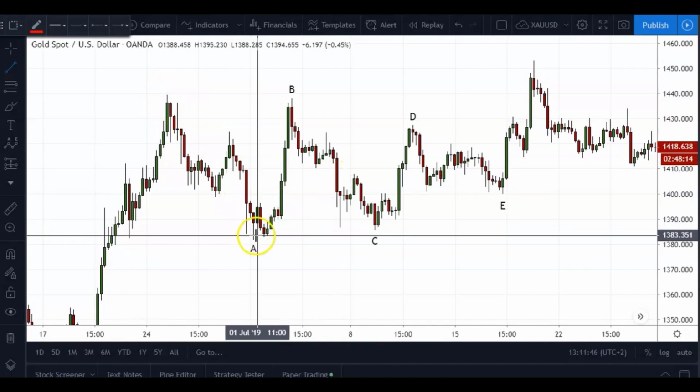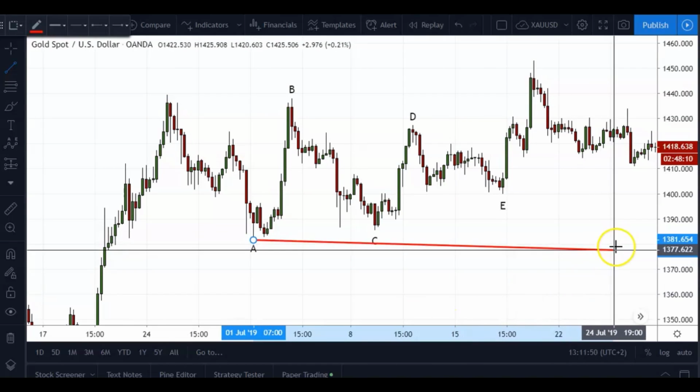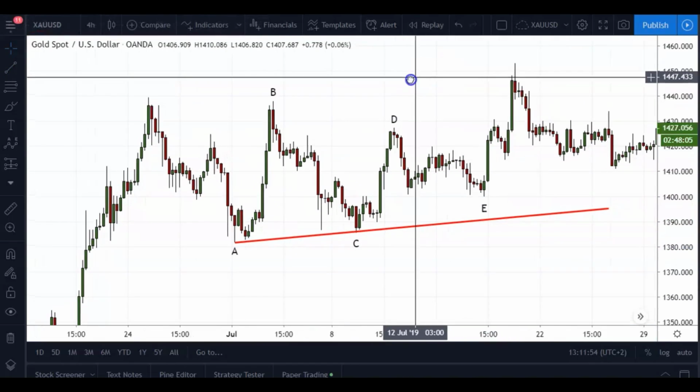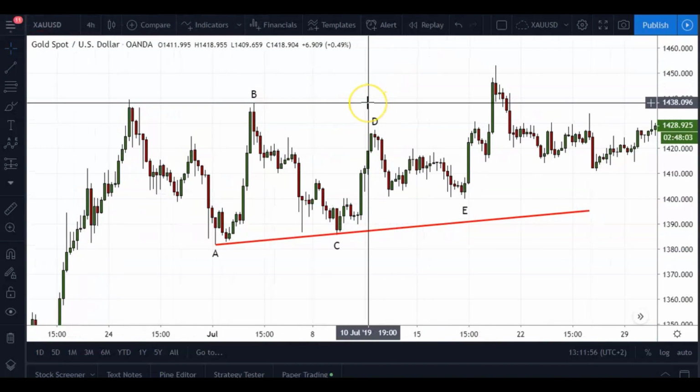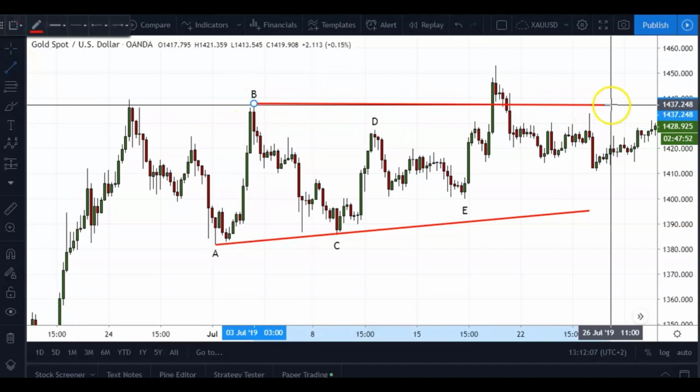You normally have your correction downwards, and from where you labeled your A wave, you have to draw a line up. In this case, we were dealing with a symmetrical triangle. Again, you would sometimes get ascending triangles or descending triangles depending on the trend direction that you're trading in, and ascending triangles in a bullish market would have a flat top.